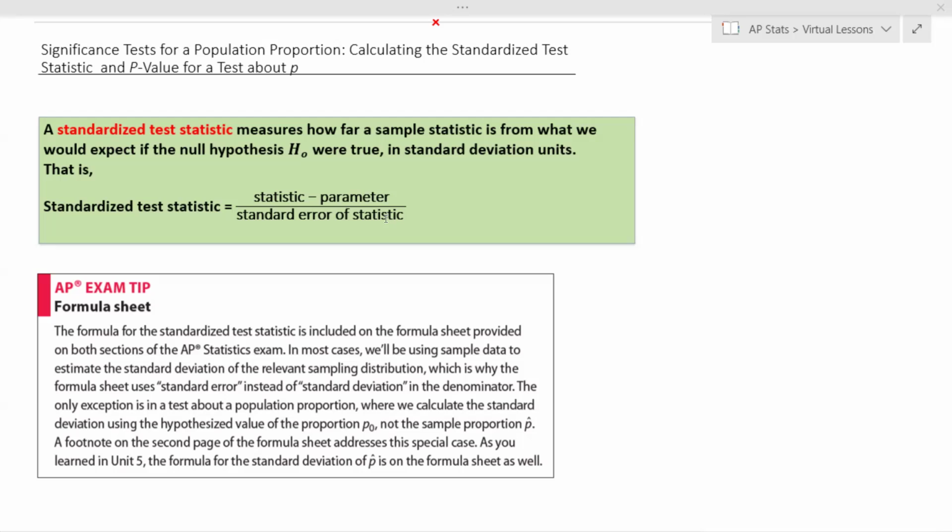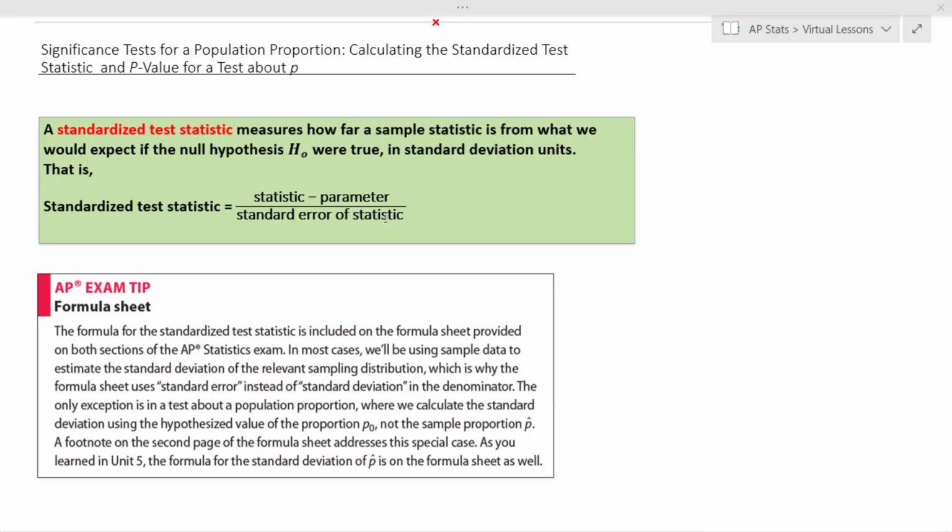Now, in most cases, we're going to be using sample data to estimate the standard deviation of the relevant sampling distribution, which is why the formula uses standard error instead of standard deviation in the denominator. The only exception is a test about a population proportion, where we're going to calculate the standard deviation using the hypothesized value of the proportion p naught, not the sample proportion p hat. Okay, now a footnote on the second page of the formula sheet addresses this special case.